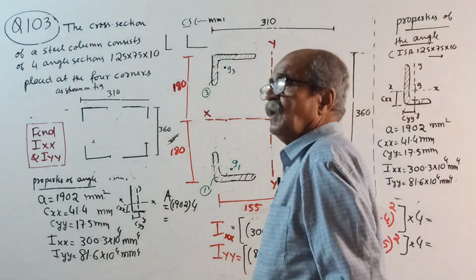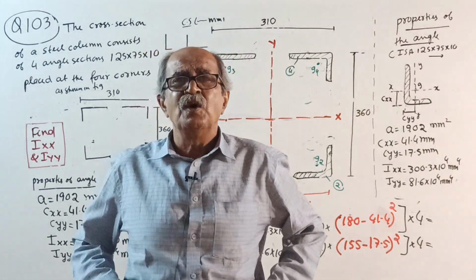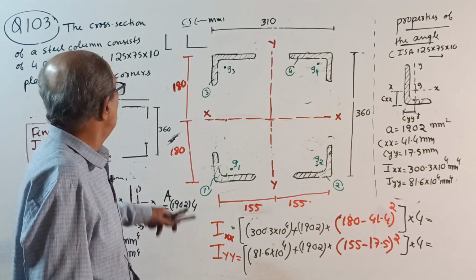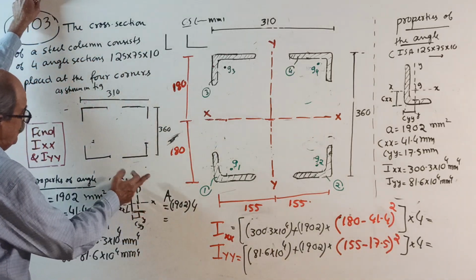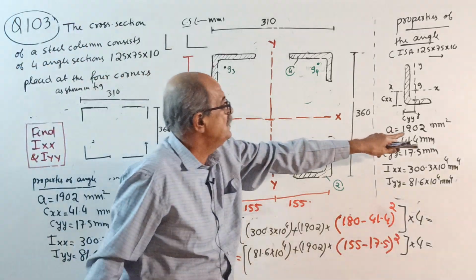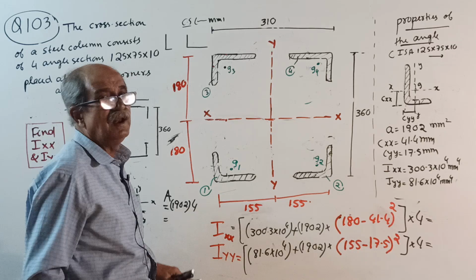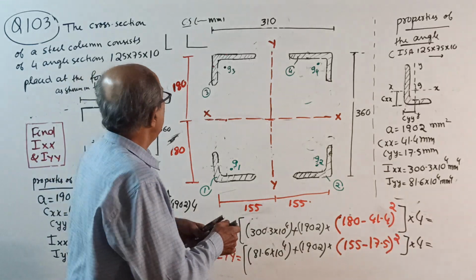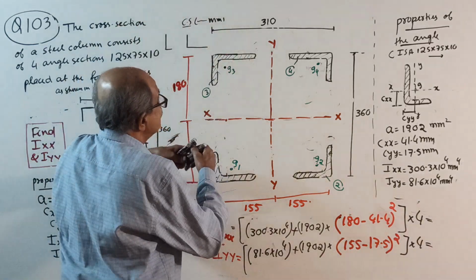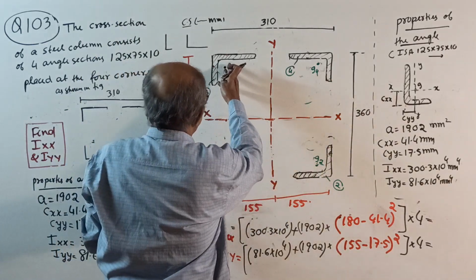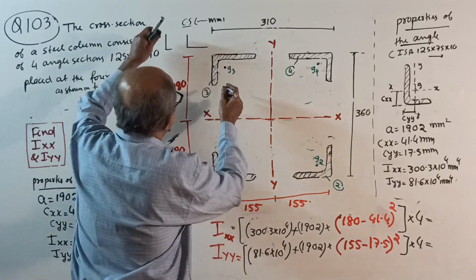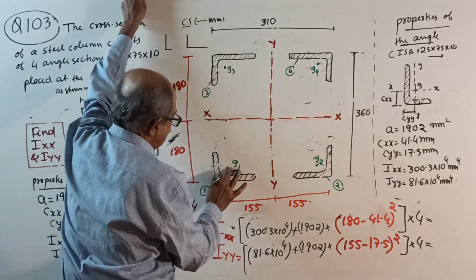Over. Now today's concluding part, today's a small class. Everything is over, I explained all these properties. First, area. What is area? 1902 into 4. Area will remain the same. Now, very important. See here, x axis here. I marked G1, G2, G3, G4.